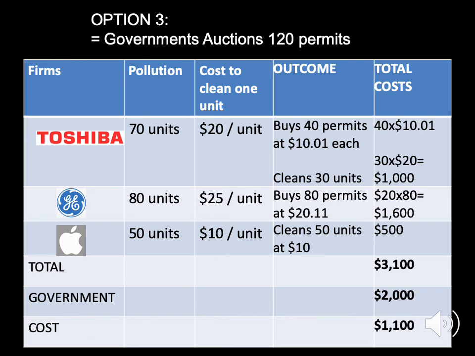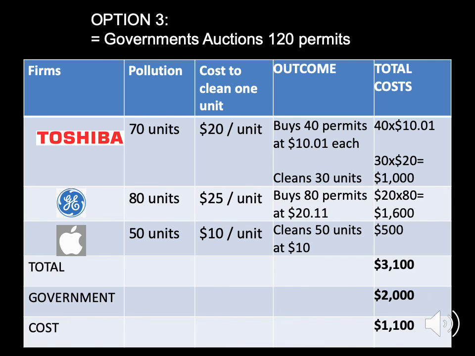However, for the total society as a whole, there is $2,000 to invest in research and development, to give back to the firms, to reduce poverty. This is not money that is being lost. This is money that is within the economy. So the total cost for the economy is $1,100, which is the same as in the case of tradable permits.